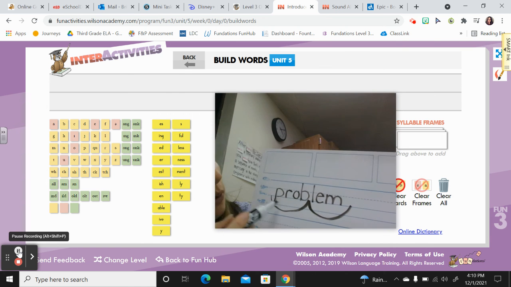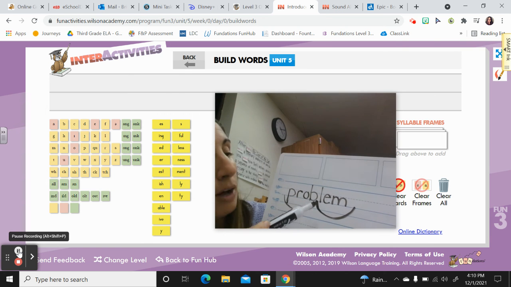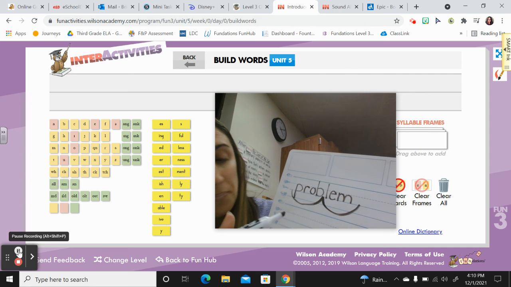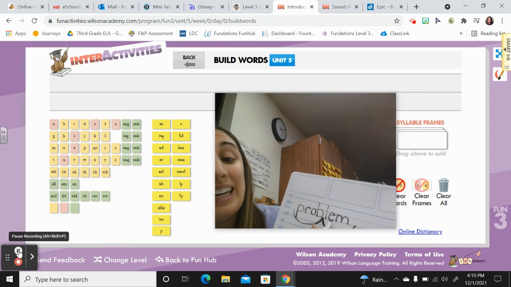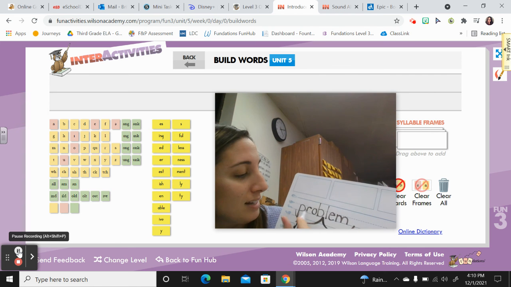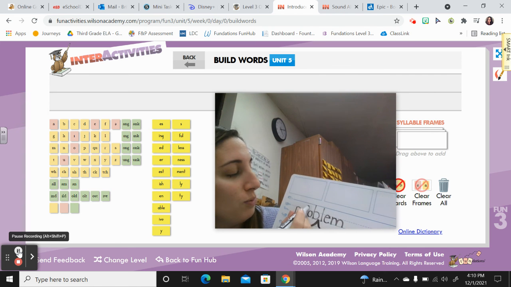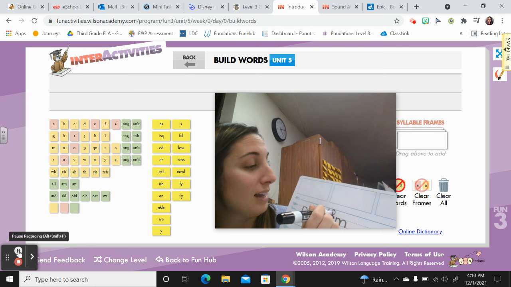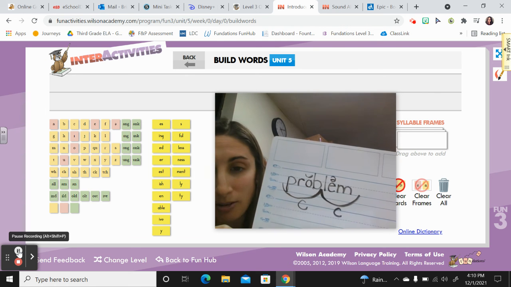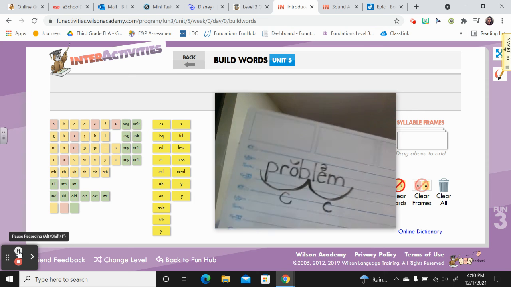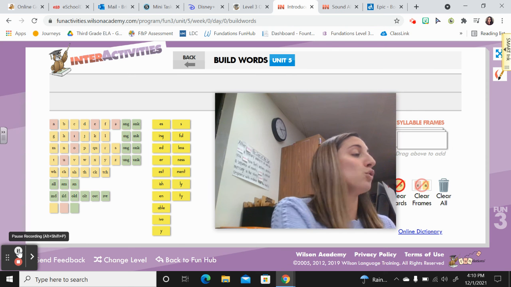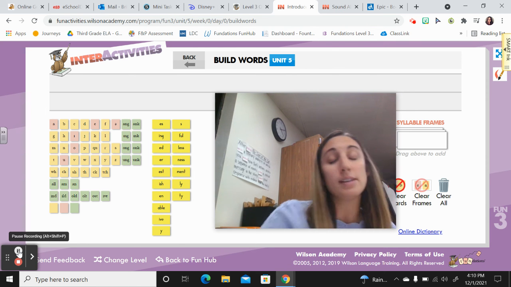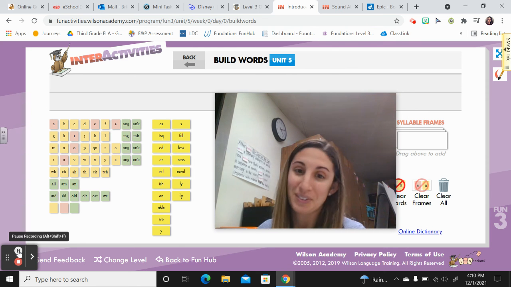How'd you do with prob? Now, how about lem? Problem. Okay, it's L-E-M. All right, closed syllable with a brief, and then closed syllable this time. Now I can say it. That E is what makes the schwa sound. Problem.